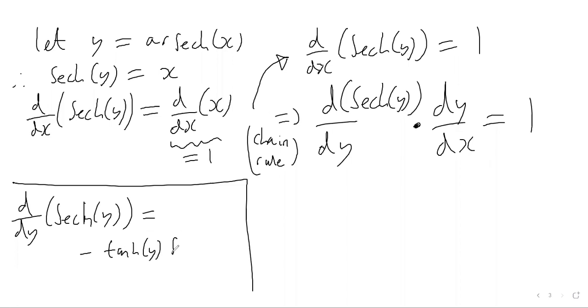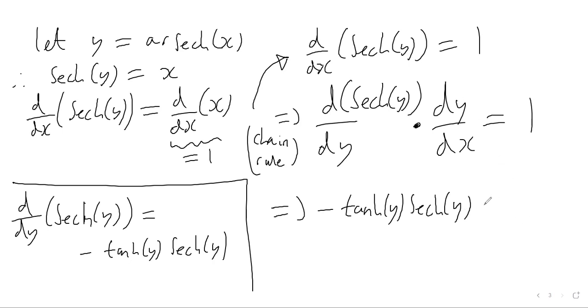So you get an answer like so. Again, this is a result we got in a previous video. When you differentiate sech, you get negative tanh times sech. So we're going to use that here. Therefore, we get negative tanh y multiplied by sech y, and multiply that by dy by dx there. Okay, great. And this equals the number 1.